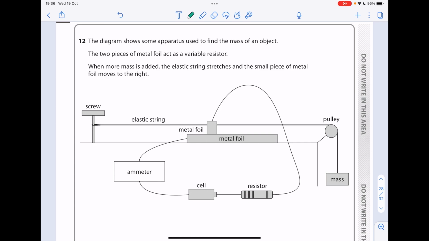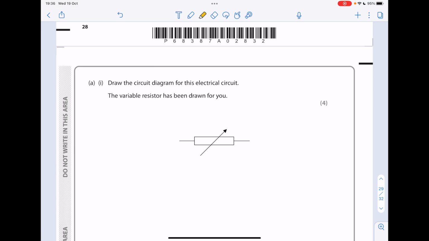The diagram shows some apparatus used to find the mass of an object. Two pieces of metal foil act as a variable resistor. Remember, a variable resistor looks like that. When more mass is added, the elastic string stretches and the small piece of metal foil moves to the right. Draw a circuit diagram for this electrical circuit. The variable resistor has been drawn for you.